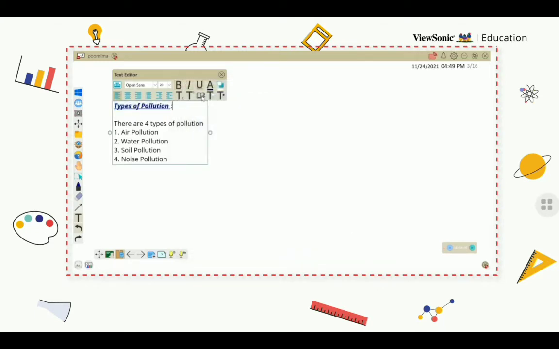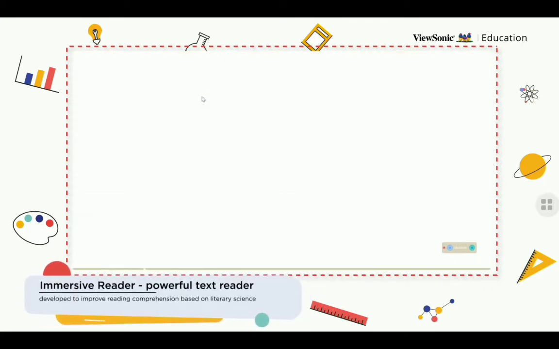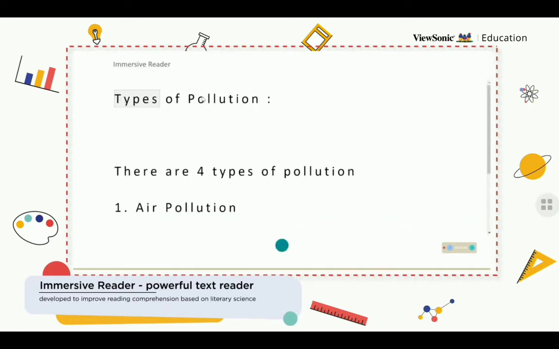And along with it, you have this option here as Immersive Reader. When you click on it, it will convert your text to speech. So whatever you have written, if you don't want to use your voice and if you feel that pronunciation might be an issue, here you can use this Immersive Reader option.